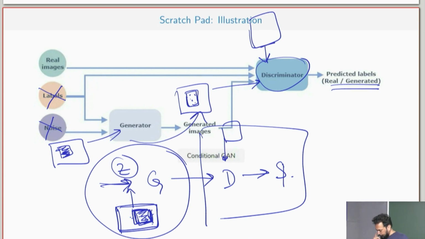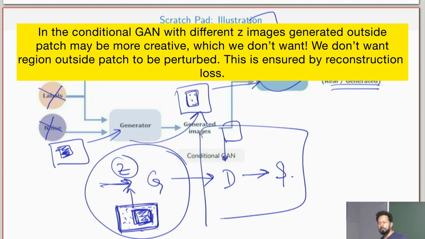And another problem is, if the generator is trained like this to produce the whole image, it might also change the outside part, because it's a generative model. It is allowed to change the region outside the patch too. So there could have been a cat outside, and it might generate a new cat as well.